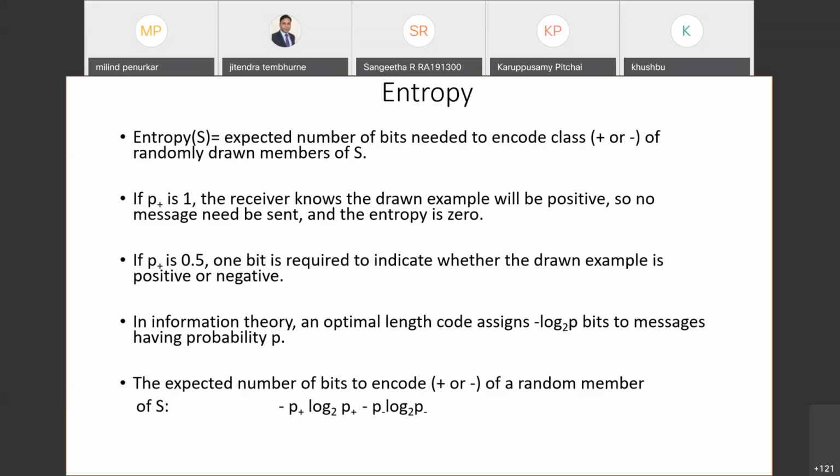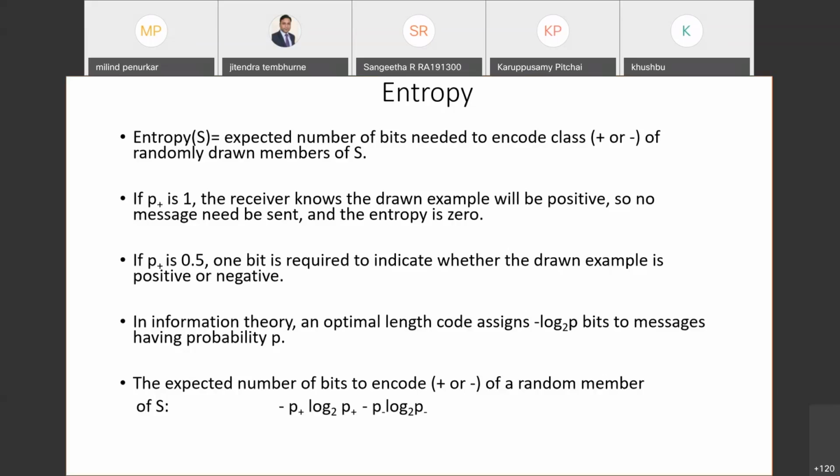So it's a general concept of probability which talks about any random stuff that is taken, whether the probability is half or the probability is 1. So in information theory, an optimal length code assigns minus log p bits to messages having probability p. So that's the reason it is p into log of p for P plus and P minus into log of P minus. ID3 uses this concept from information theory, where the expected number of bits to encode positive or negative of a random member is minus P plus log of P plus to the base 2 minus P minus log of P minus to the base 2.